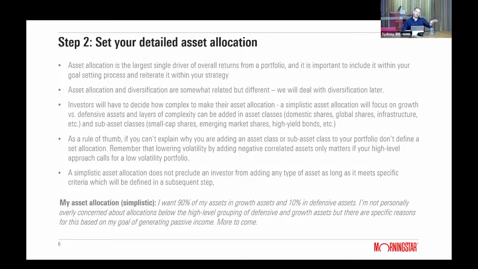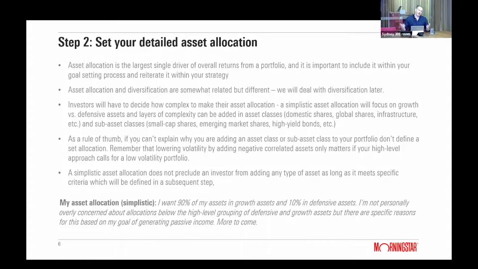I want to allocate a certain amount to global shares, infrastructure, listed property, et cetera. And we can even go a category down within all of that. So I use a couple of examples, like, within my domestic share portfolio, I can buy large cap shares, big companies, or small cap shares, small companies.